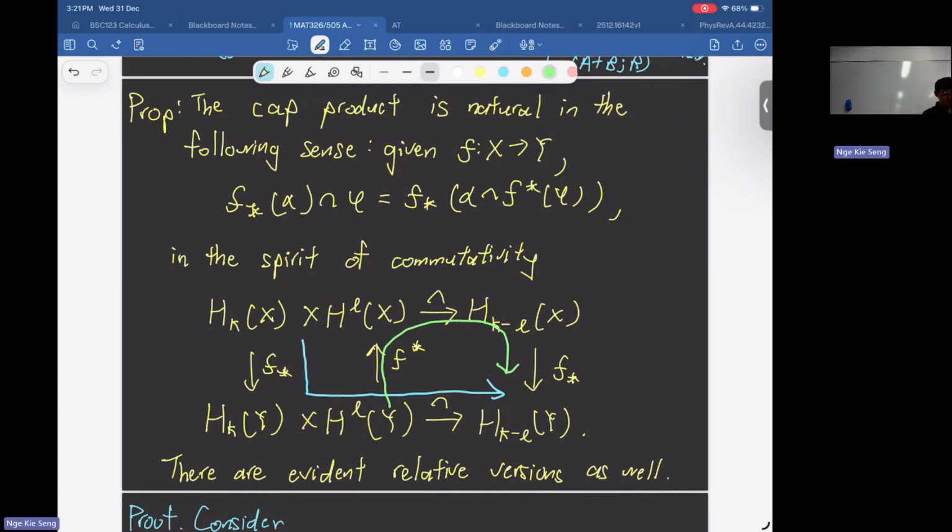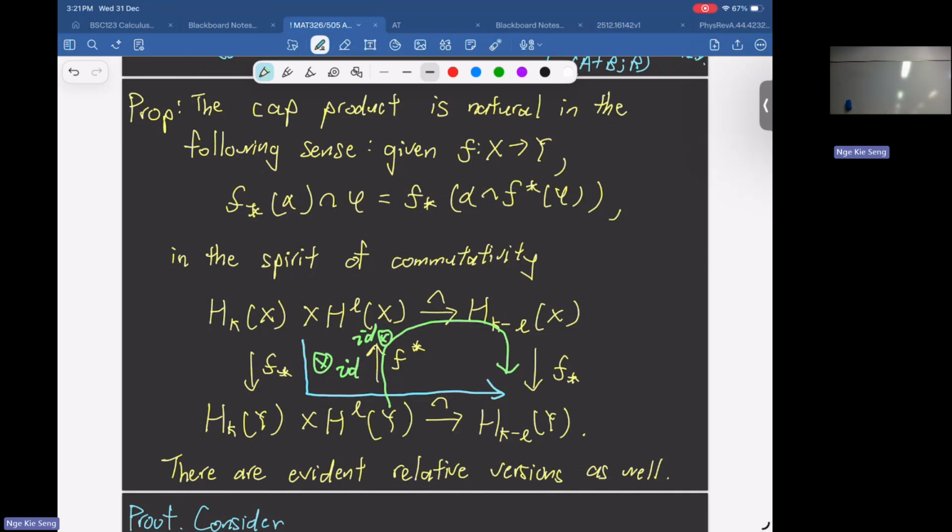Okay. Or maybe I should say take identity, and take identity. And then this one identity on the other side. Okay, make sense? So you go up and go down with a different map.